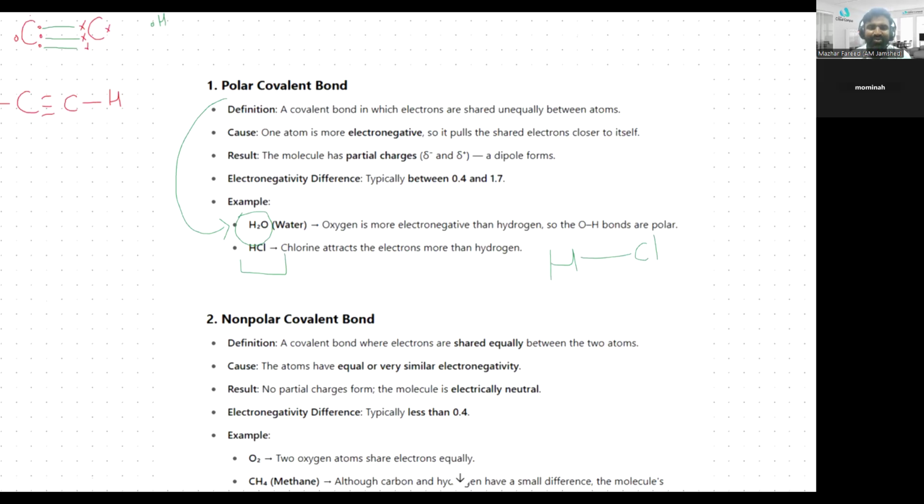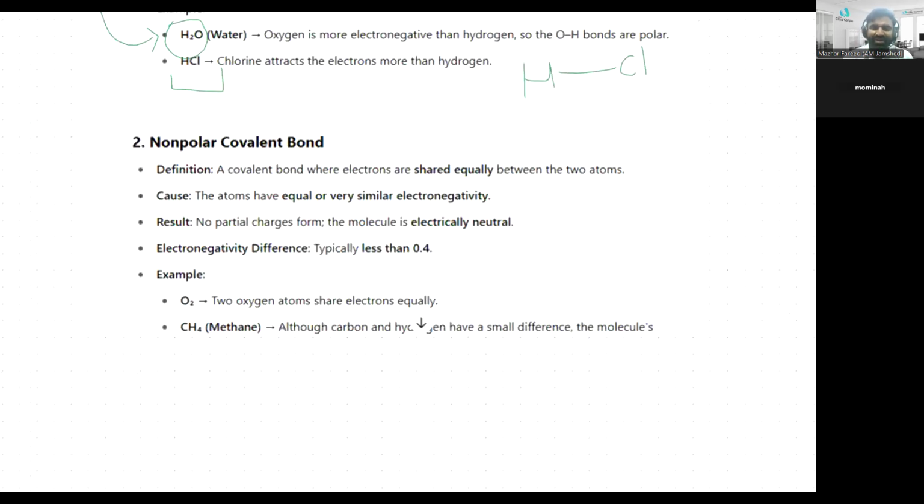The second type is the non-polar covalent bond. A non-polar covalent bond is formed between two similar atoms like O2, CH4. For CH4 we can say the electronegativity difference is zero. Another example of a non-polar covalent bond is H2, formed between two similar atoms. And O2 is also formed between two similar atoms. We can say it is a double covalent bond, but it is non-polar because this type of bonding is present between two similar atoms. A covalent bond where electrons are shared equally.